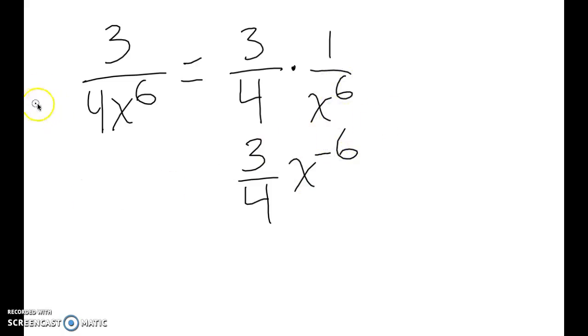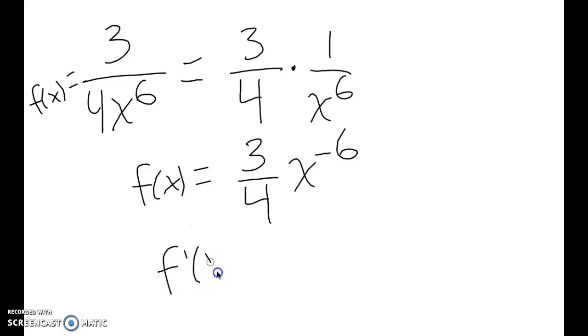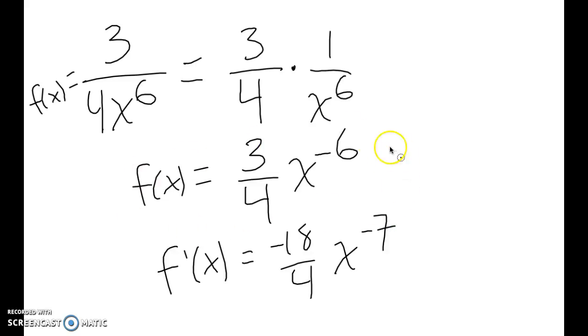So if this were my original function, if I had f of x equaling this function, then in the end, f of x would be rewritten like this. If I wanted to differentiate, I could just take negative 6 times this expression, get negative 18/4 x to the negative 7. Now, if you still haven't seen differentiation, ignore that part, but I just wanted to show the full process in case some of you are working on it.